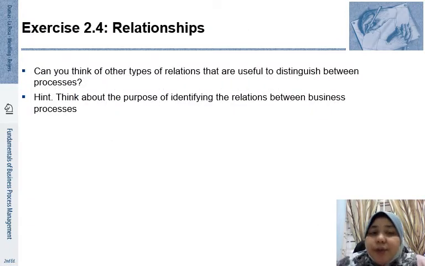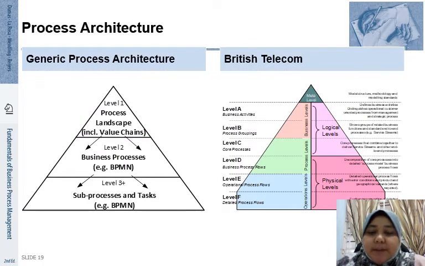Okay, can you think of other types of relations that are useful to distinguish between processes? He gave a hint, guys. Think about the process of identifying the relations between business processes. Okay, can you do it? Alright, let's see.